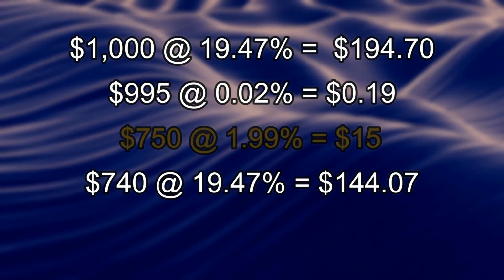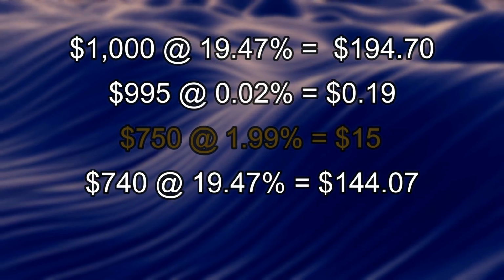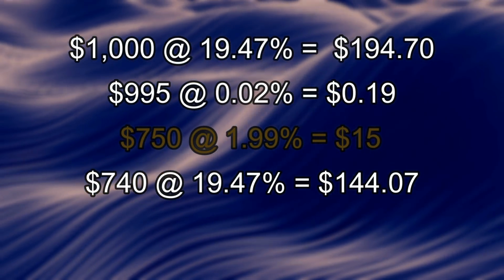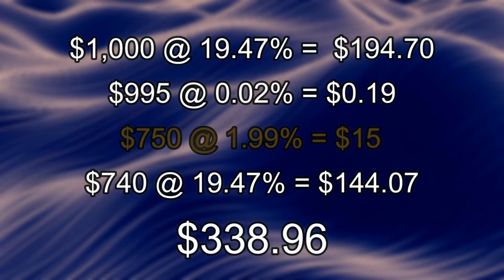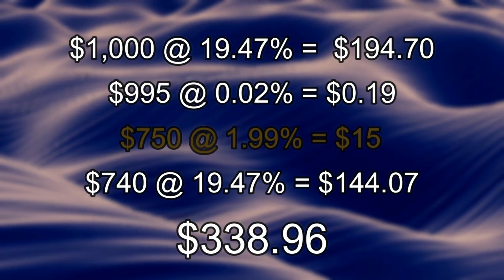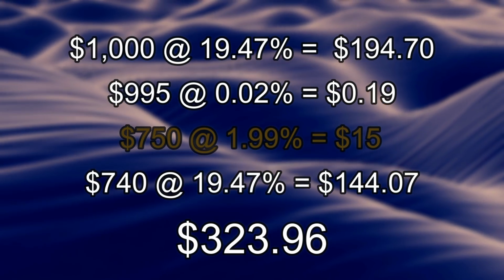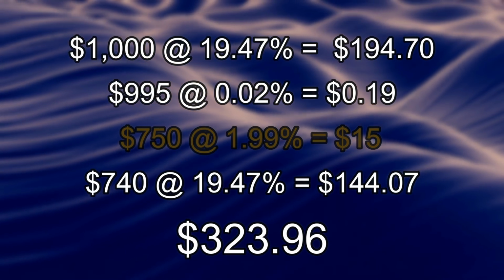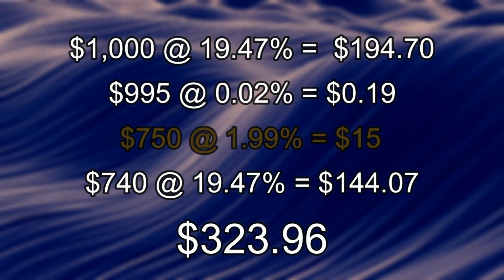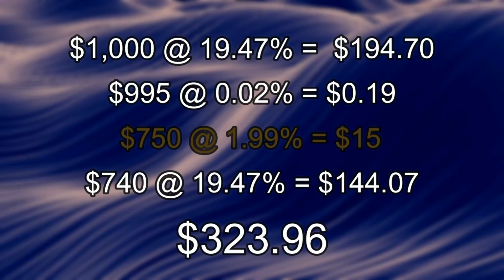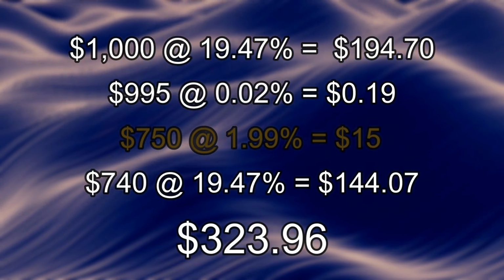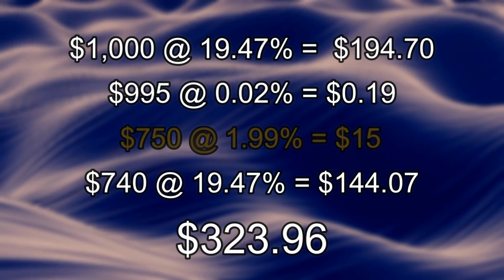So our three numbers in the plus column of $194.70, $0.19 and $144.07, those three total $338.96. We subtract our $15 in interest costs from borrowing bLuna on Edge, and we have $323.96, or the equivalent of 32.39% APY on our original $1,000. And of course, guys, if you're dealing with more money, you're going to have certain economies of scale that kick in, but that's not a bad return. It's actually a great return with pretty low risk.